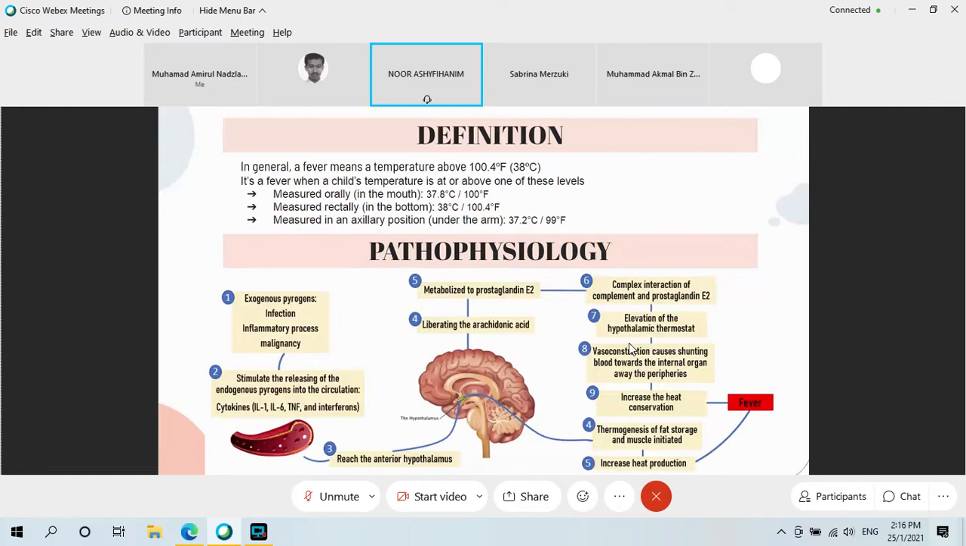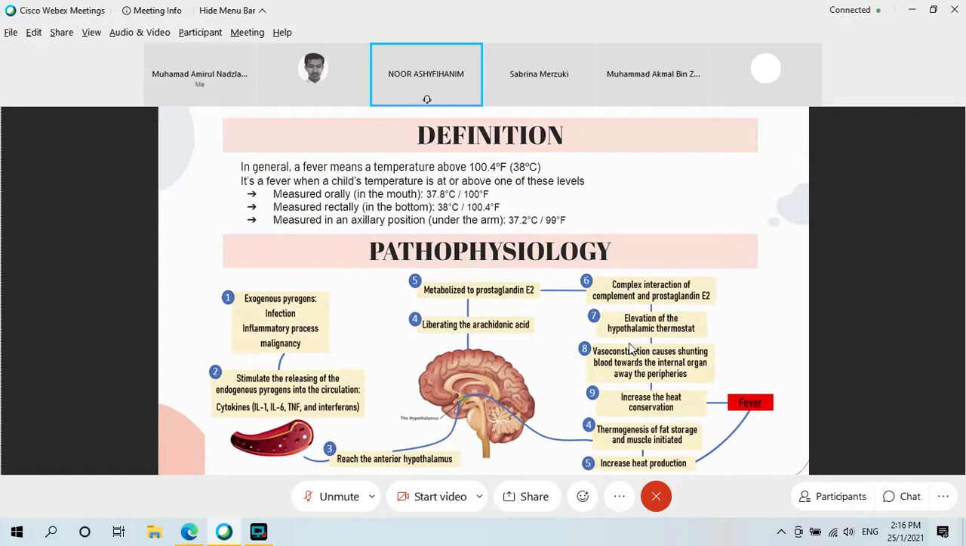Okay, I will start with the definition. So fever basically is a normal response to a variety of conditions, of which the most common event is when the child gets an infection. So generally, a fever can be defined as a temperature above 100.4 Fahrenheit or 38 degrees Celsius.